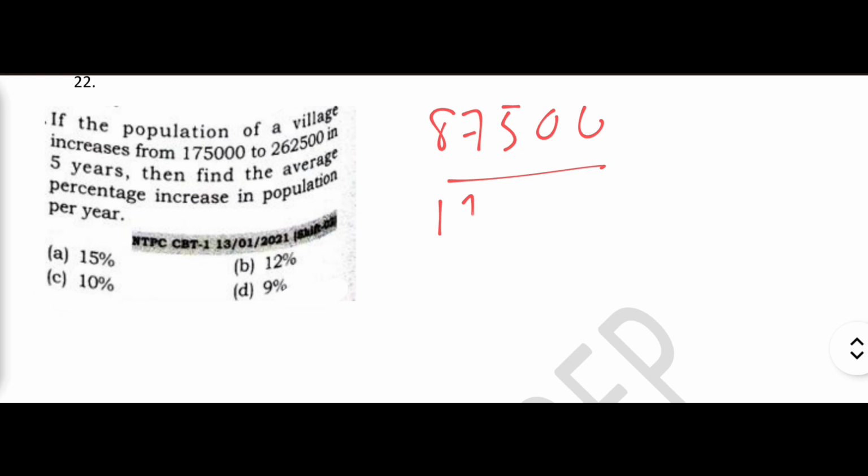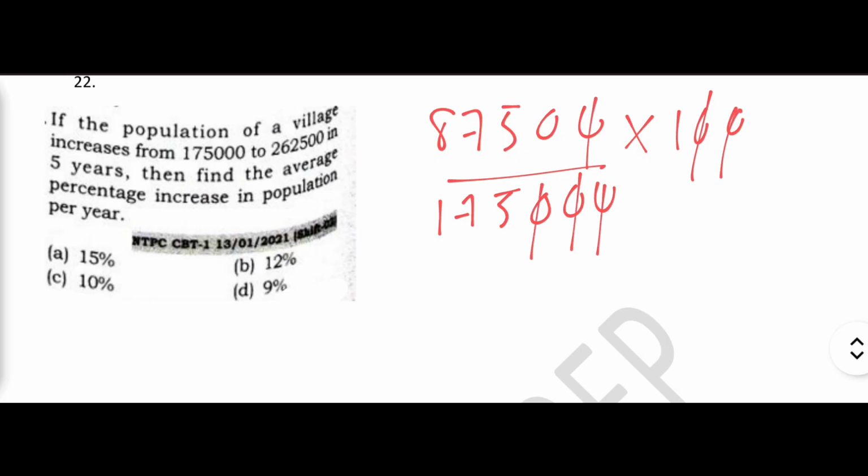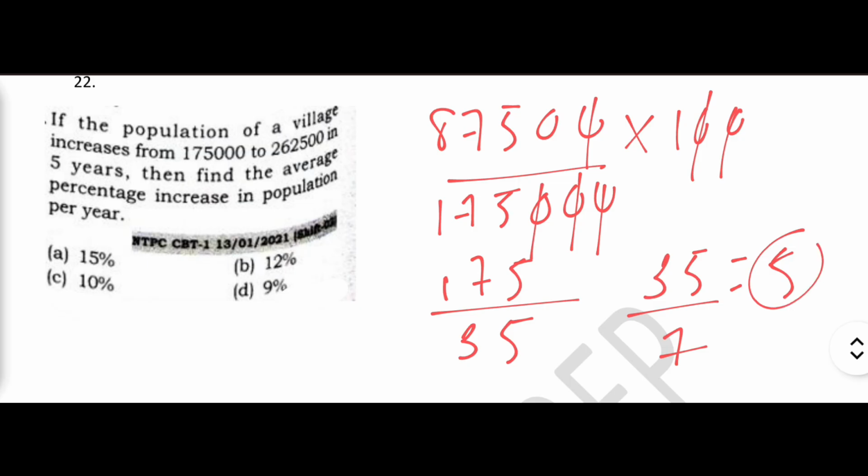87,500 upon 1,75,000 into 100. So this 2 zeros and this 2 zeros get cancelled. This and this gets cancelled. This should be cancelled by 5 only. 5 3s are 15, 5 5s are 25, 5 17s are 85, 5 5s are again 25, 5 7s are 35, 5 3s are 15, 5 5s are 25, and this is 5 times. Okay, so it is 5%. Okay, so this is 5% basically.